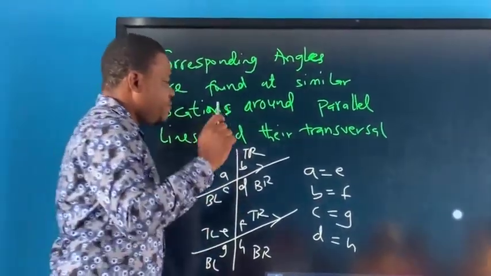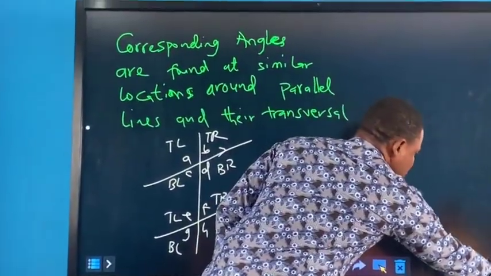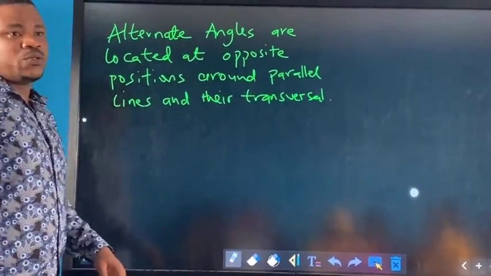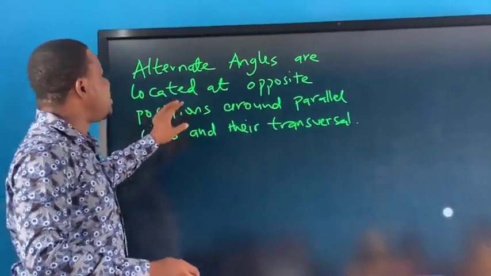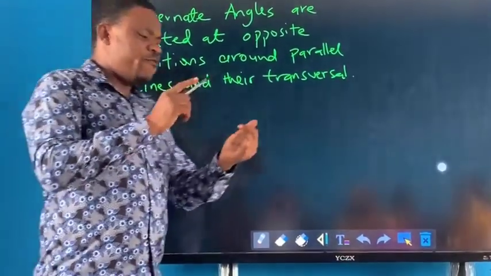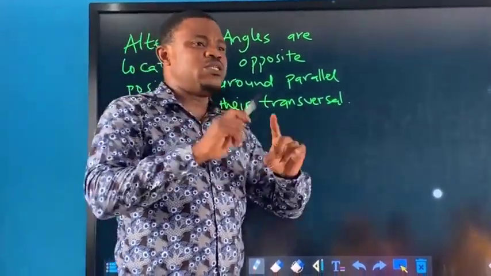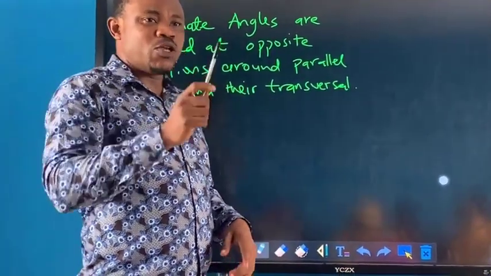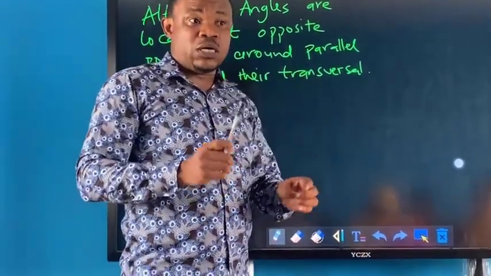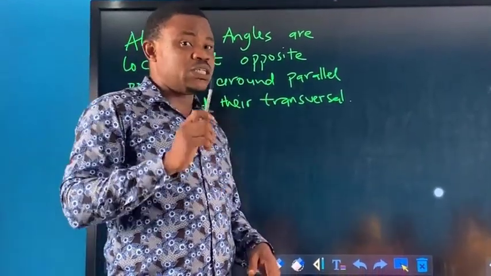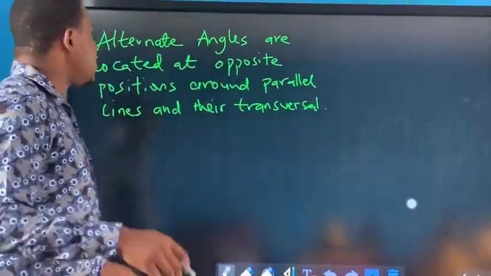Right? Then finally, let us see alternate angles. Alternate angles are found at opposite locations. And then take note, for vertically opposite angles, we don't deal with parallel lines. Anytime you see parallel lines, what comes to your mind? Either corresponding angles or alternate angles. Corresponding angles or alternate angles.